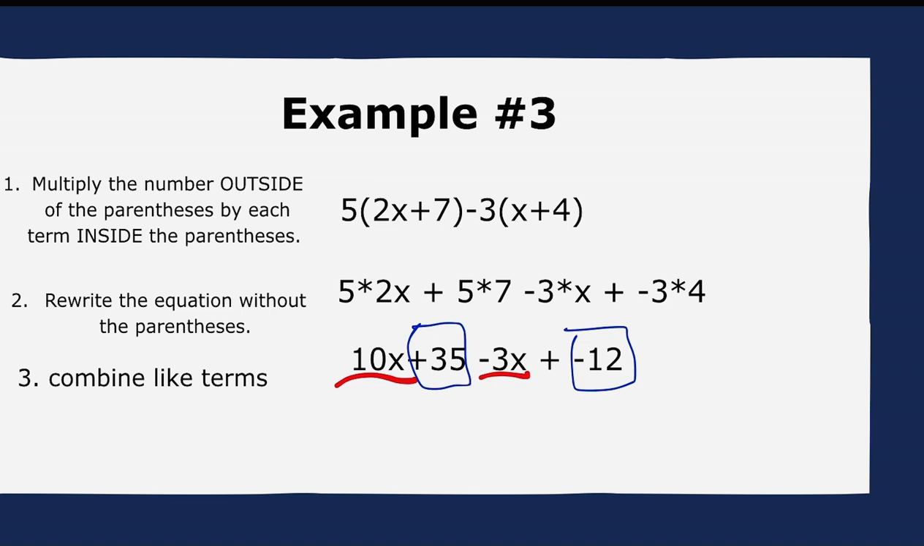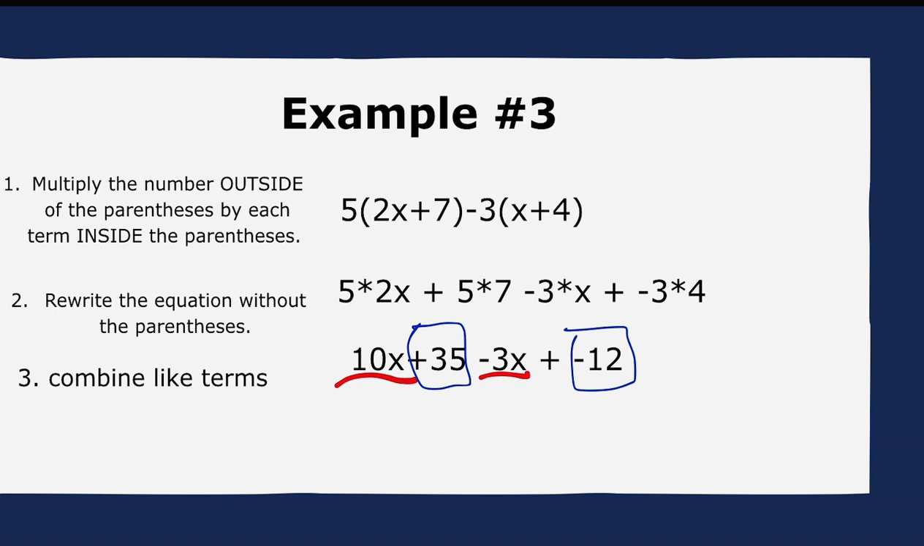Now we're going to move on to the left side. Negative 3 times x, that's going to be negative 3x. We combine those. And then we're going to do negative 3 times 4. That is negative 12. We're still doing addition because that is what the original equation calls for. That is the operation being done.